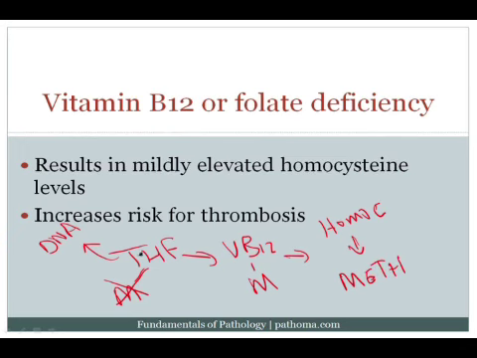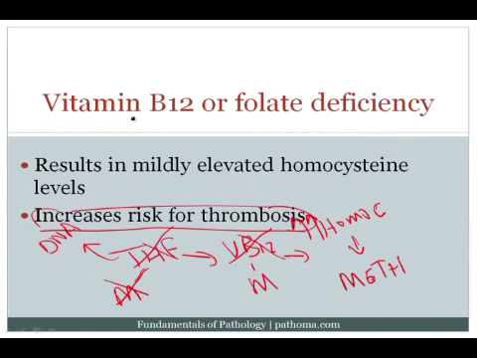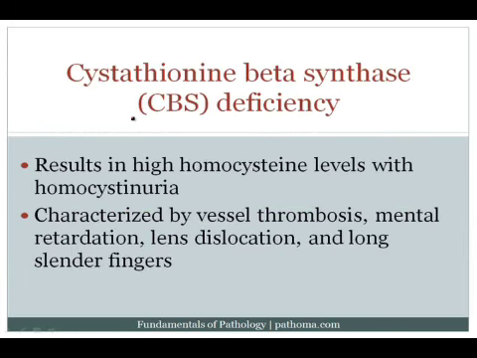And imagine that if we don't have folate, or if we don't have vitamin B12, we won't be able to hand off that methyl group to homocysteine to produce methionine, so homocysteine will increase. And when homocysteine increases, that damages the endothelium, giving an increased risk for thrombosis. So one way by which patients can have an increased risk of thrombosis is to have a vitamin B12 or folate deficiency.